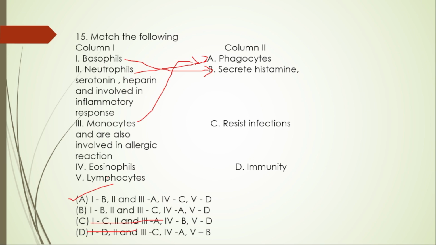What do they do? They destroy the foreign organisms entering the body. Who? Neutrophils and monocytes. And what about eosinophils? They resist infection. Whereas lymphocytes are responsible for the immune response.